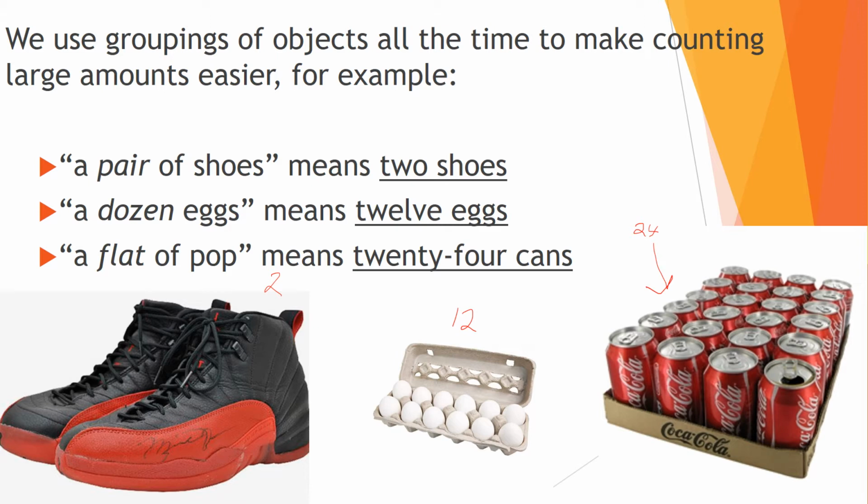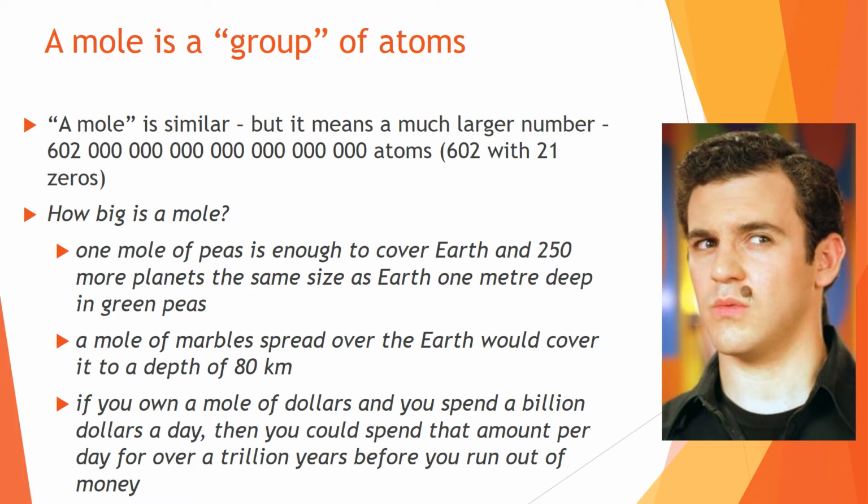Now in chemistry, we also have a word for a group of atoms. We have a number called a mole, and a mole is like a dozen is 12, and a pair is two, and a flat is 24. A mole is 602 with 21 zeros. A lot of times what we say is it's 6.02 times 10 to the 23rd atoms. Okay, that's a huge number, and it doesn't have to be atoms.